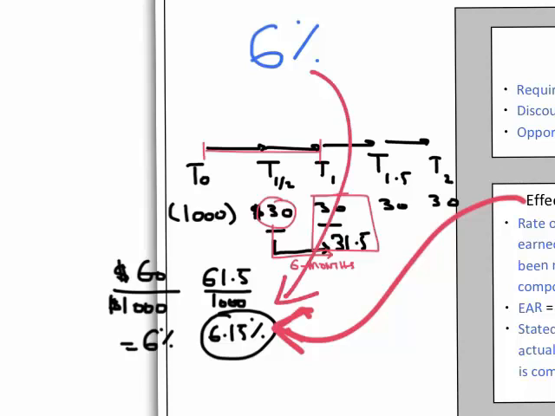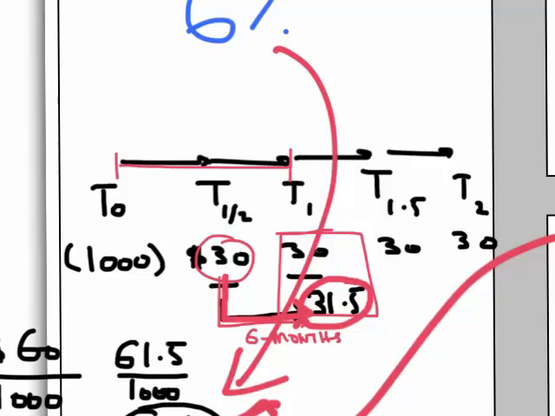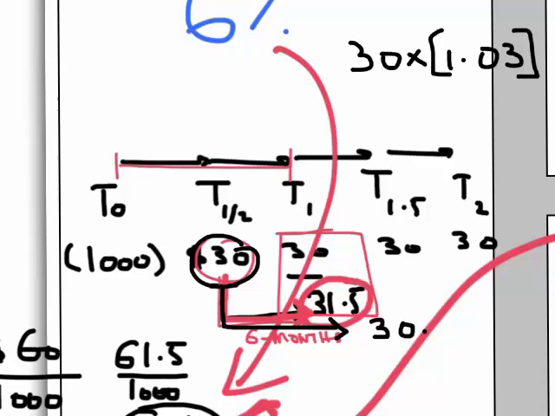Now, this is not correct, in fact. Because if you invest this 30 for 6 months, how much will you have? You will not have 31.5. The question is, at what rate will you invest? Now we assume, let's say, you invest at the same rate. You are able to invest in a bond that pays 6%. So then what will happen? This $30 will grow to what? If you invest $30 for 6 months at 6%, it will grow to what? Basically what you need to do is 30 multiplied by 1.03, which is 30.9.